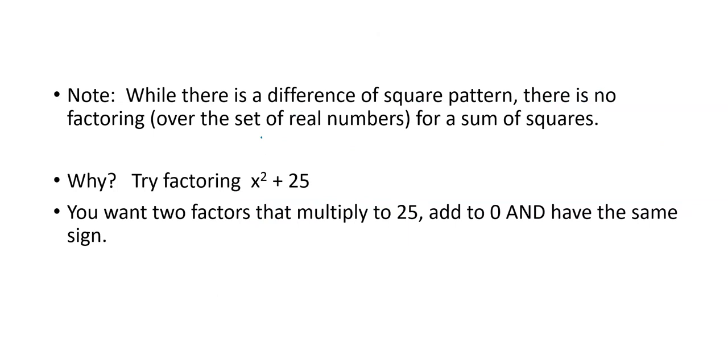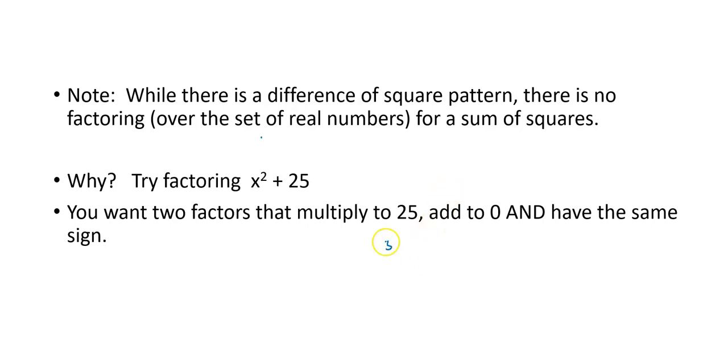The big note in this one is that there is no sum of perfect squares, right? There is a difference of squares, but over the set of real numbers, there's no sum of squares. Because if I said try factoring x squared plus 25, you're looking for two factors that multiply to be 25 and add up to 0 and have the same sign, right? If they multiply to be 25, they have to have the same sign.